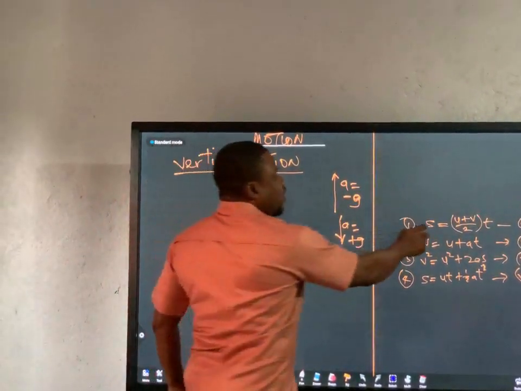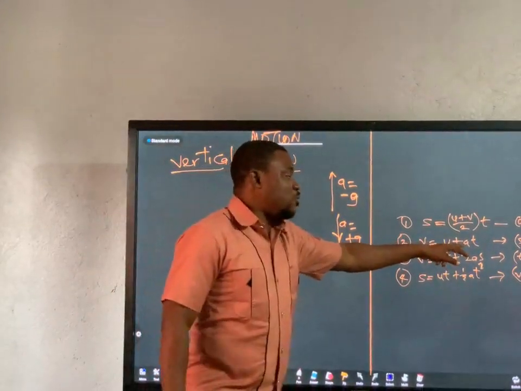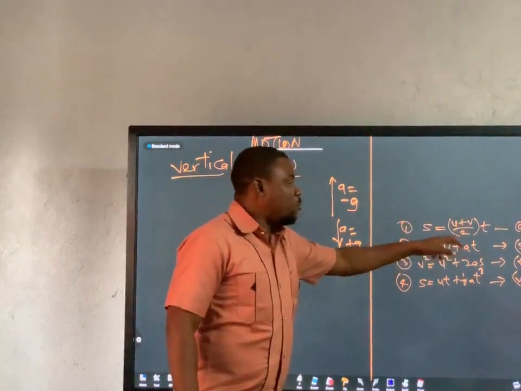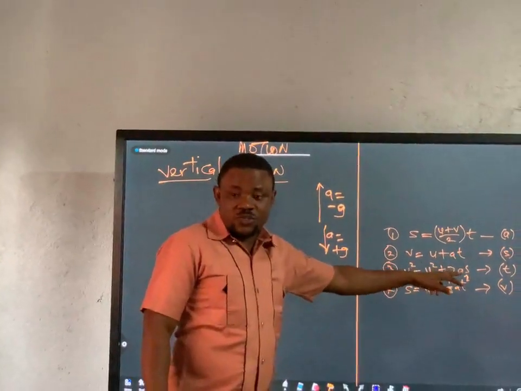For the first one, there's no acceleration, so it's not going to change. For the second one, there's acceleration, so I'll now change A to plus or minus G. This one is acceleration, it changes to plus or minus G.